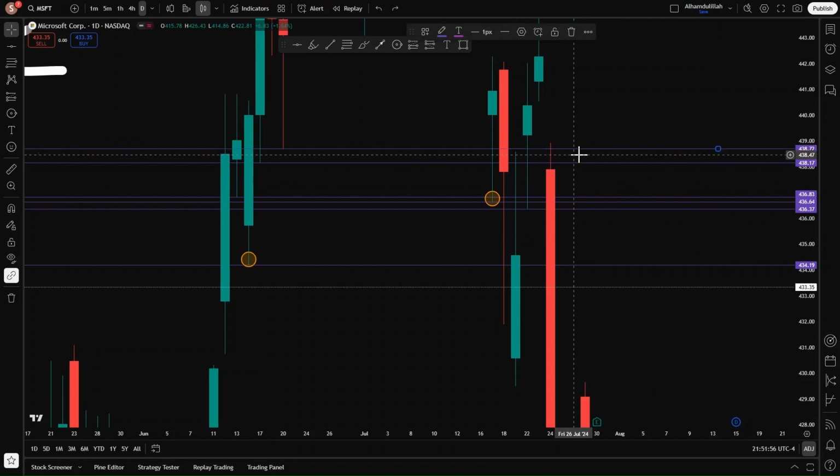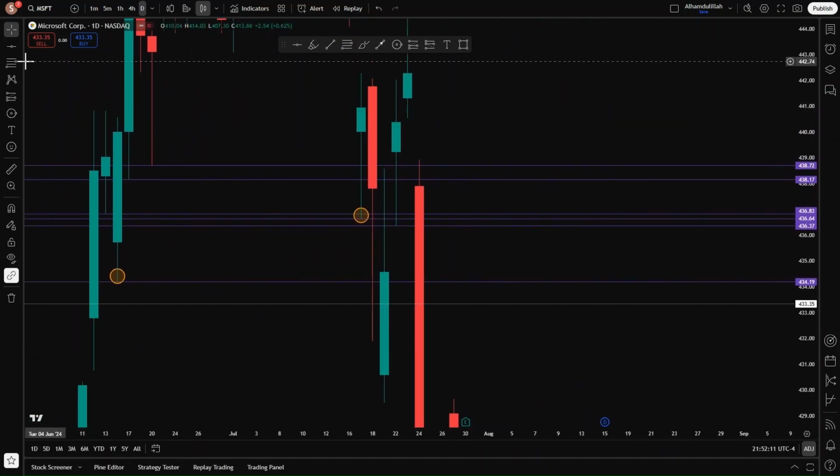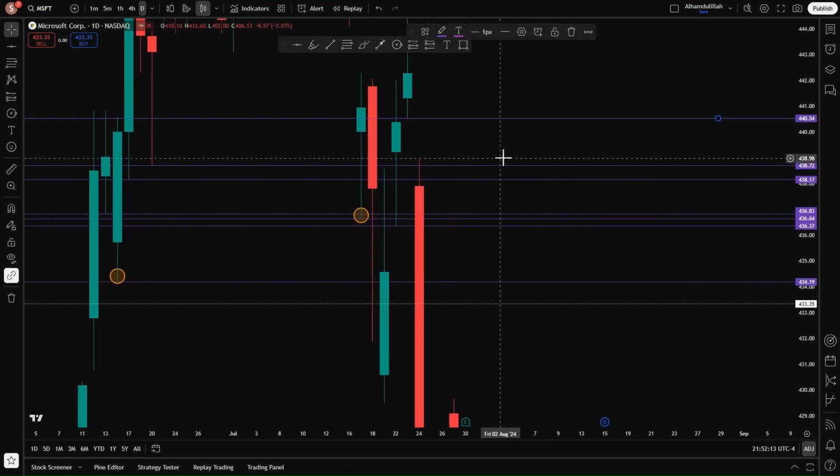And you can go as high as you want, and I recommend when you click the lines too, to lock them up. This way you don't move anything. Yep, for long trades. Yep, and then after this we'll go over short trades. But yes, bottom wicks are going to be for long trades.